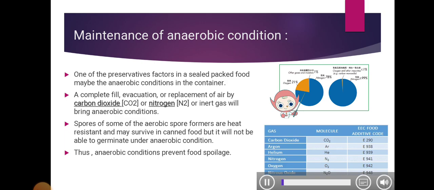Maintenance of anaerobic conditions. One of the preservative factors in a seal packed food may be the anaerobic conditions in the container. A complete fill, evacuation, or replacement of air by carbon dioxide or nitrogen or inert gas will bring about the anaerobic condition. It is also known as the modified atmosphere. Spores of some of the aerobic spore formers are heat resistant and may survive in the canned food, but they will not be able to germinate under anaerobic condition. Thus, anaerobic conditions prevent the food spoilage.